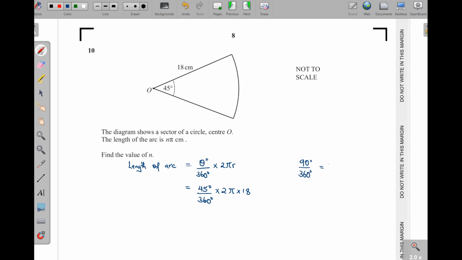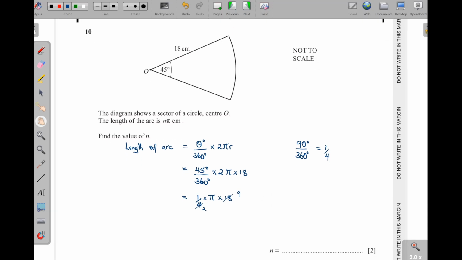90 goes into 360 four times, you see? So we shall have a quarter, then times, we have a pi here. Remember, I took the 2 in here to give me the 90. Are we there? Then times 18. By 2, you get 9. By 2, you have 2. So meaning you are going to get 9 pi out of 2.